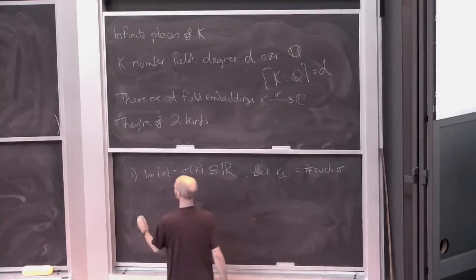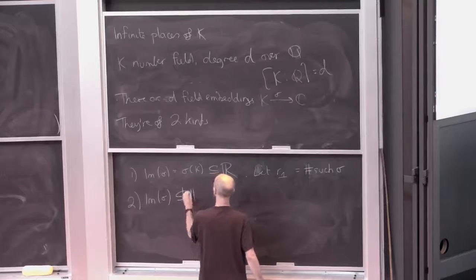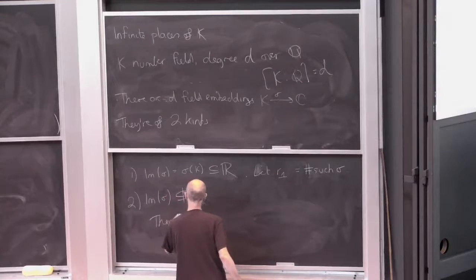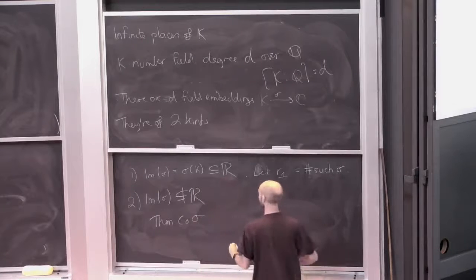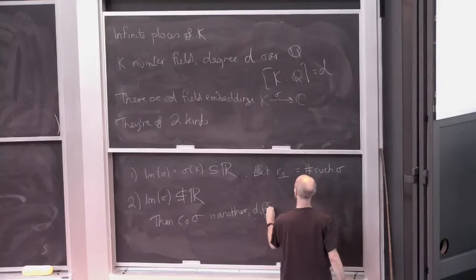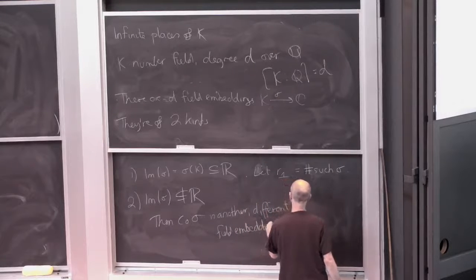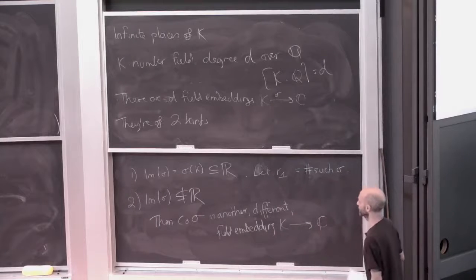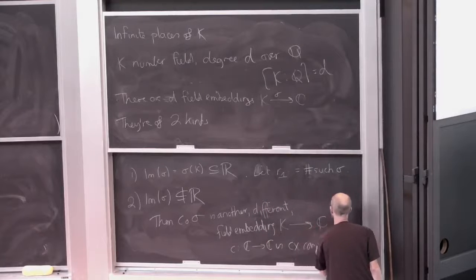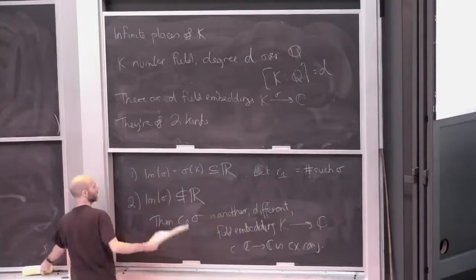Okay, and then the second kind is that the image of sigma doesn't live in R. And in that case, C composed with sigma is another, different field embedding from K to the complexes. Right? So here's C. C is complex conjugation. Okay? So we've got D field embeddings from a number field into the complexes.